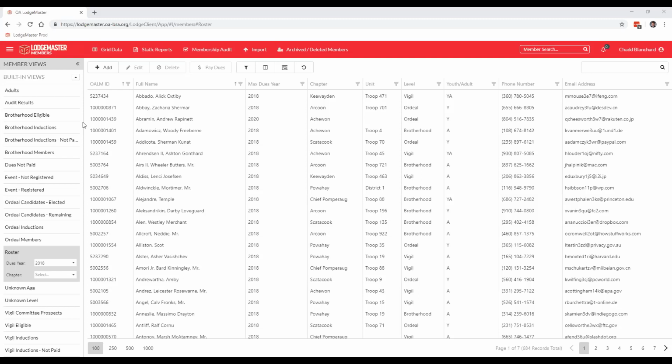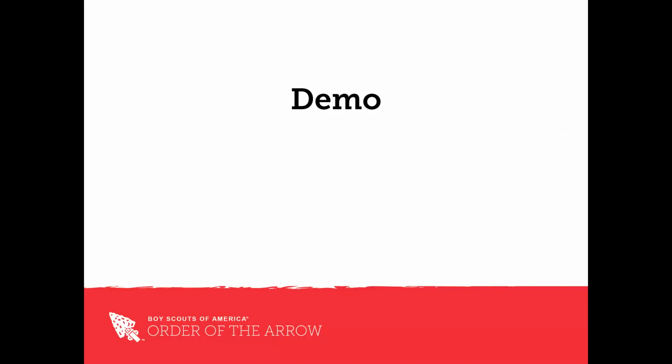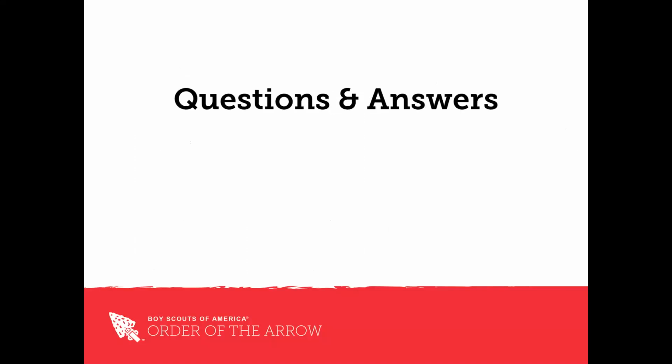Since we are out of time tonight, we won't be going over any other new features we added, but you can check them all out online at docs.oa-bsa.org. Click on the LodgeMaster section there, and you can take a look at, like I said, the over 100 new features and bug fixes that we made.